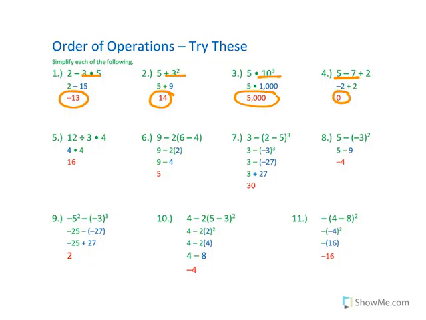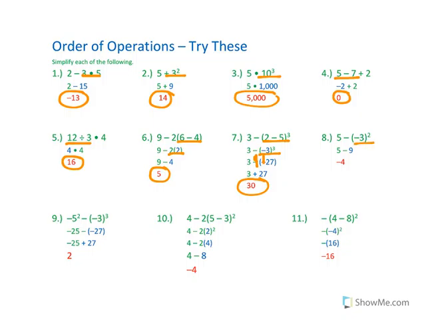Again, division and multiplication, go left to right. 12 divided by 3 is 4. 4 times 4 is 16. Do what's in parentheses first. Copy down what you're not ready to use. 9 minus 2 times 2. 9 minus 4 equals 5. Do in parentheses first. 3 minus, that's negative 3 to the third power. Now we're going to do exponents. 3 minus negative 27. When you subtract, you add the opposite. So that's going to be 3 plus 27, 30.